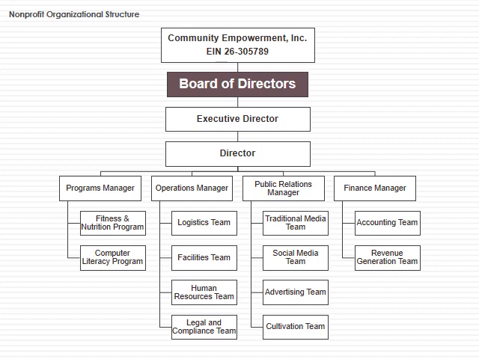Underneath the board of directors, you have the executive director, then the director, and then your line of managers, programs manager, operations manager, public relations manager, and finance manager. In this example scenario, we have 2 programs that the Community Empowerment Incorporated organization offers, Fitness and Nutrition Program and a Computer Literacy Program, which is managed by the Programs Manager. Under the Operations Manager, you have the Logistics Team, Facilities Team, Human Resources Team, Legal and Compliance Team. Under Public Relations, you have Traditional Media Team, Social Media Team, Advertising Team, and Cultivation Team. On the Finance Manager, you have the Accounting Team and the Revenue Generation Team. Once again, this is just a typical example of a nonprofit organizational structure. Yours may vary depending upon your needs.